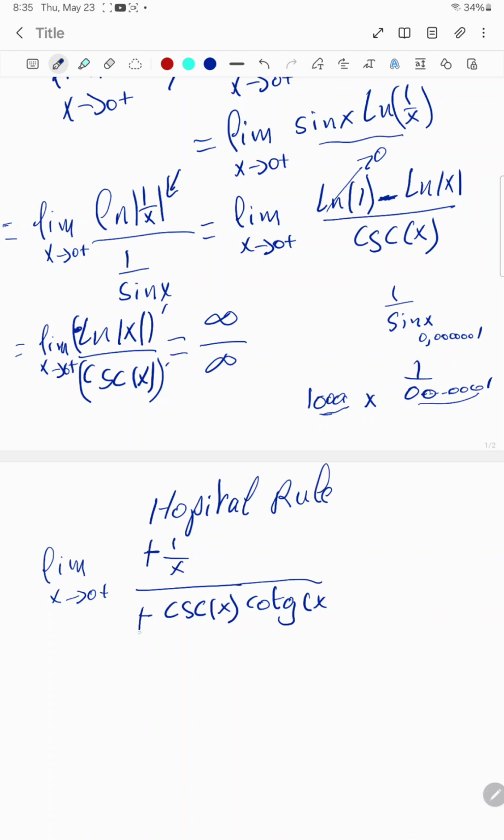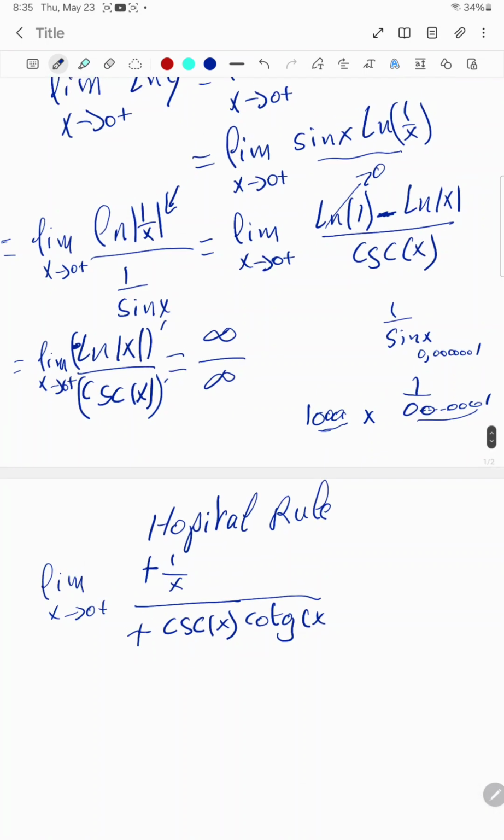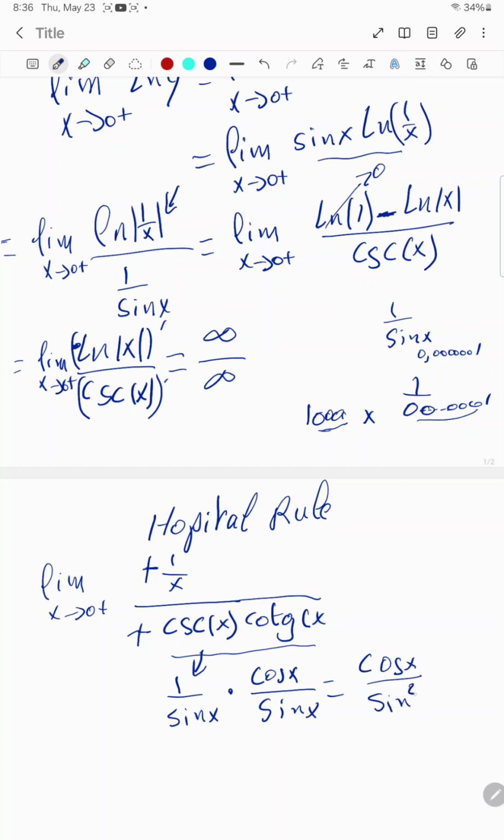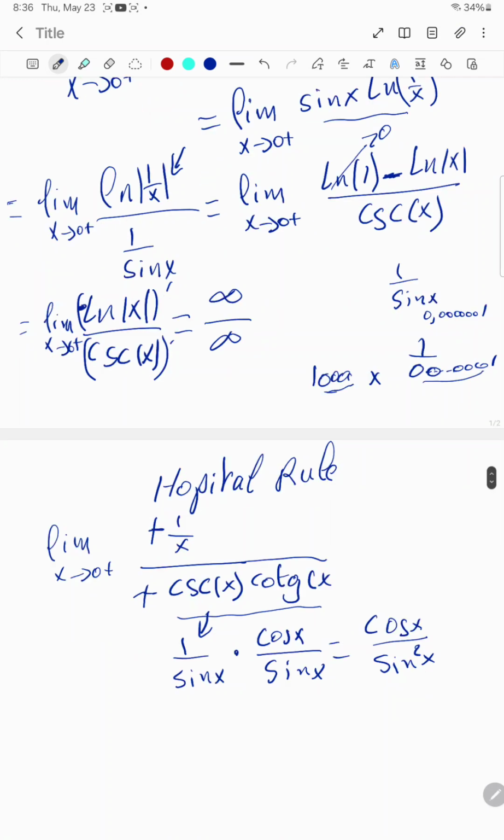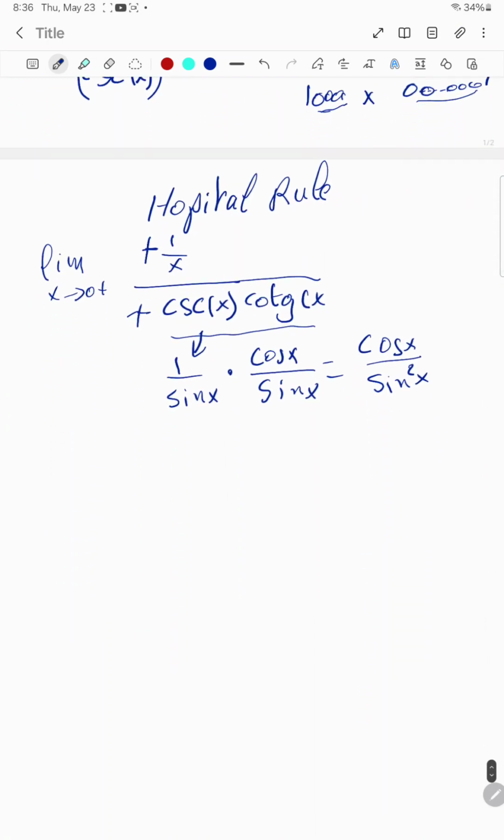Here minus divided by minus become plus, so I get rid of the sign at least. And let's see how I can manipulate the denominator. The cosec is 1 over sine of x, so this is this, times the cotangent, which is cosine of x divided by sine of x. So this is equal to cosine of x divided by sine square of x. This is my cotangent here.